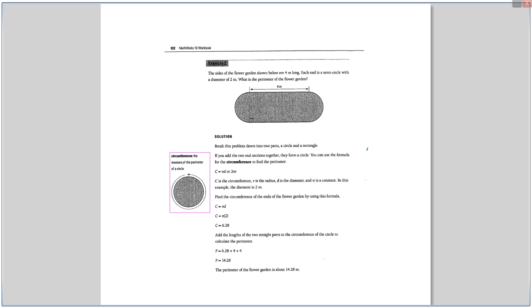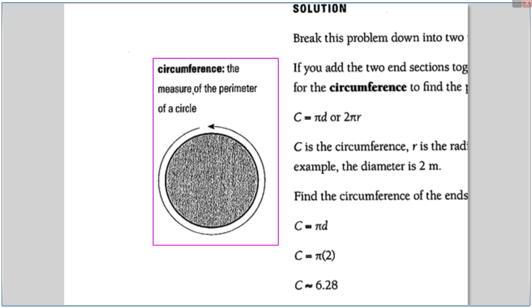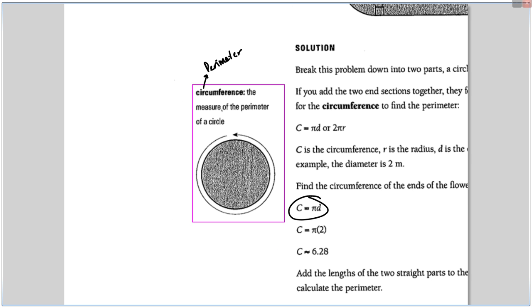Okay, so now they're going to introduce the circumference term. Circumference is just perimeter, but of circles. And because of the rounded nature, you can't just add up sides, so you have to use a formula. There's two formulas that you're going to use: pi d or 2 pi r.